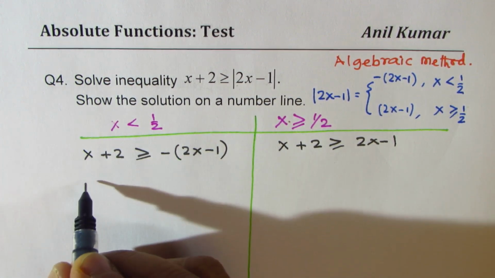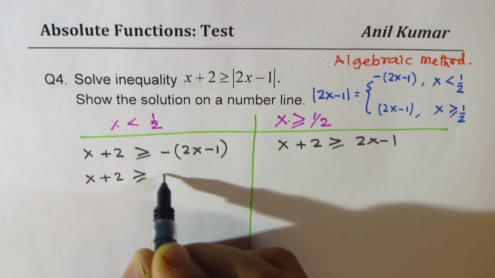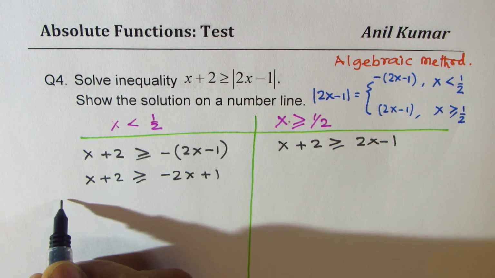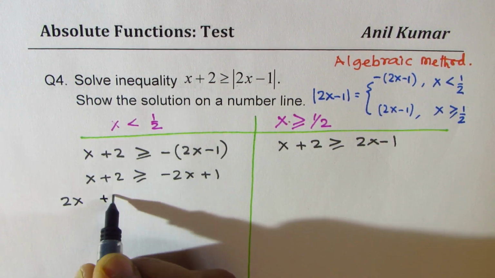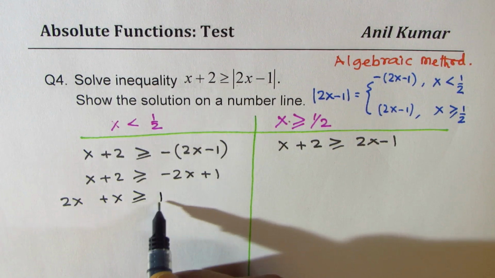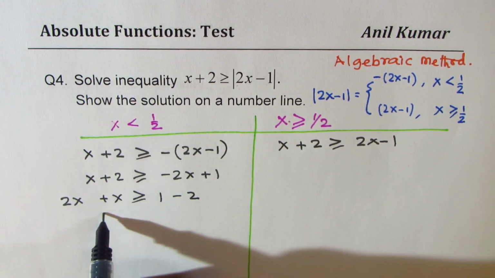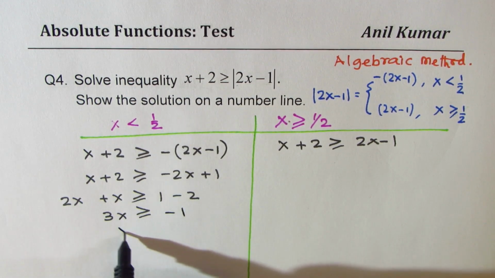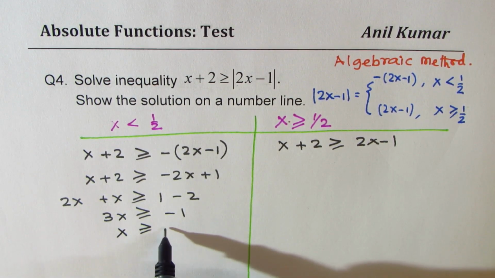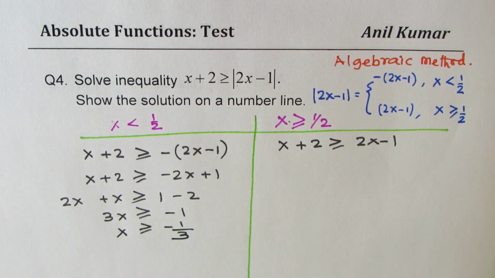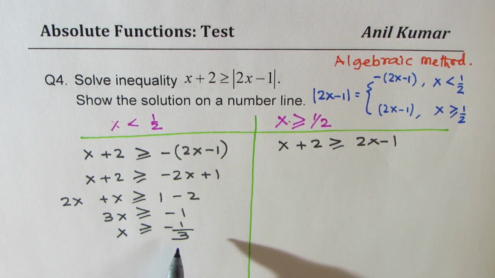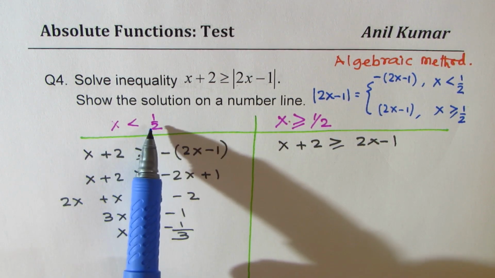So let's open the bracket. What we get here is x plus 2 greater than or equal to minus 2x plus 1. Bring this minus 2x to the left side. So it becomes 2x, and we already have x here, greater than or equal to 1 minus 2. And 3x is greater than or equal to 1 minus 2, which is minus 1. And so x is greater than or equal to minus 1 over 3. Now that is not really a solution. We need to still work on that; this x greater than or equal to minus 1/3 should be within this interval.